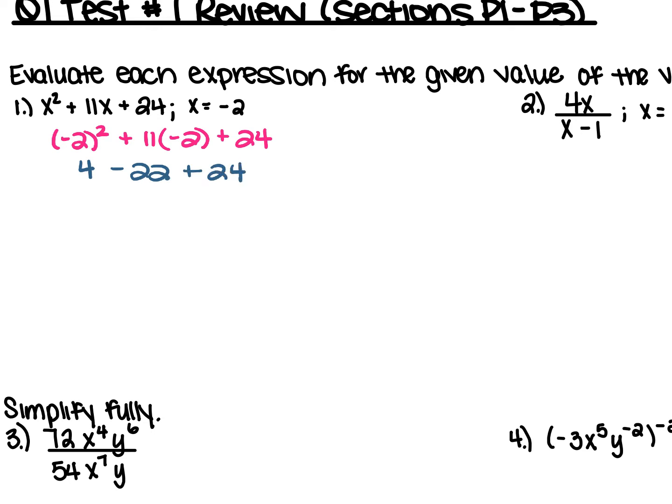From here, that 4 minus 22 you can do first, or if you wanted to do the -22 plus 24, it's just 24 minus 22, which is 2. So that gives us 4 plus 2, which is just 6.